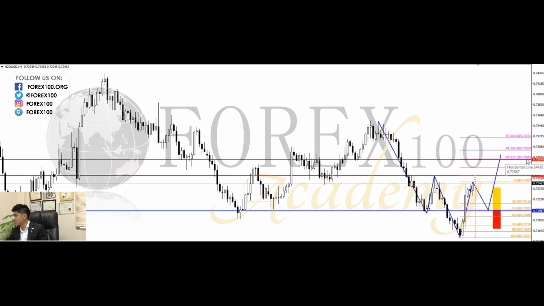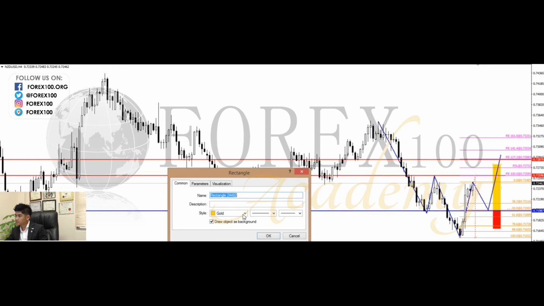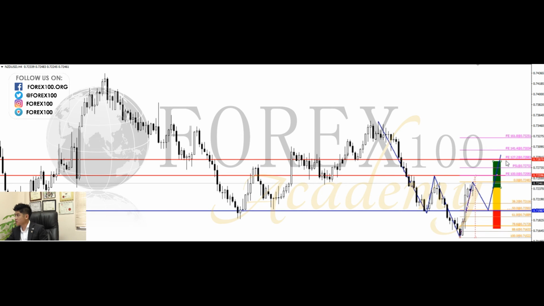So I'll be taking this as the final take profit level. I want to exit slightly earlier, so 7284 will be the price I am looking at for the final take profit level.